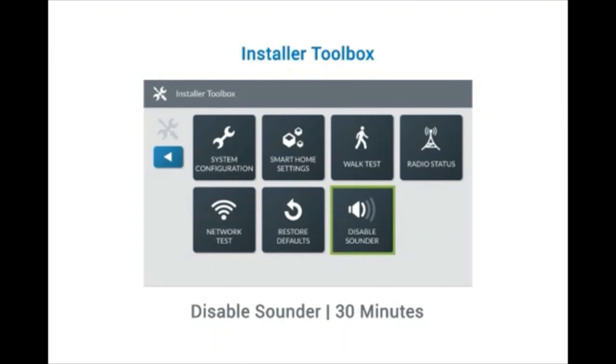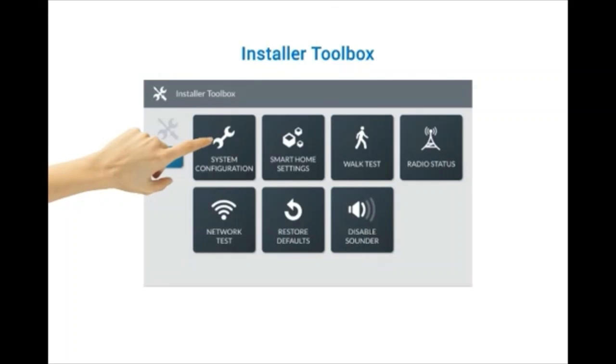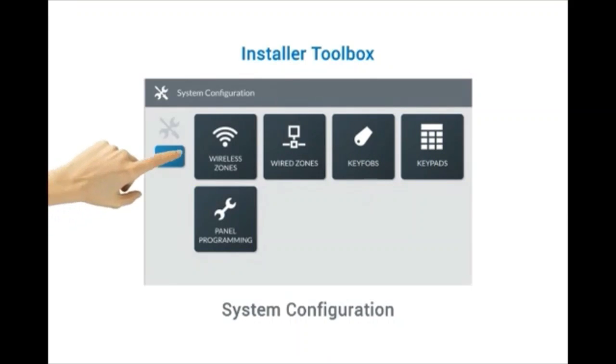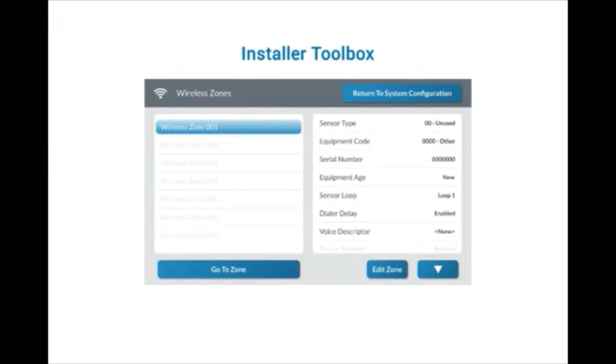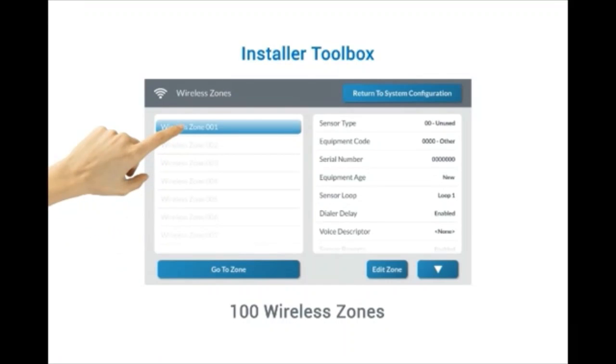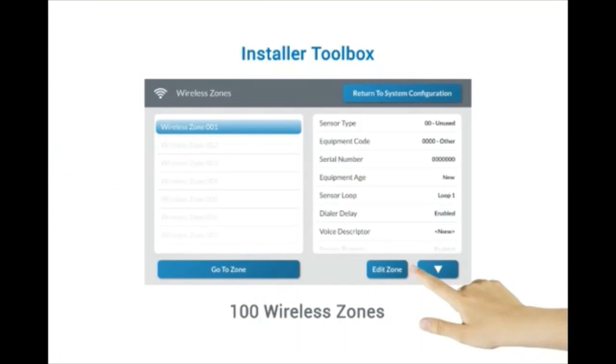Begin by pressing System Configuration. System configuration is divided into 5 sections: wireless zones, wired zones, key fobs, keypads, and panel programming. Press wireless zones. The GC3 has 100 wireless zones. Select a wireless zone by scrolling through the left column. Once selected, press Edit Zone, or press one of the configuration options in the right column.